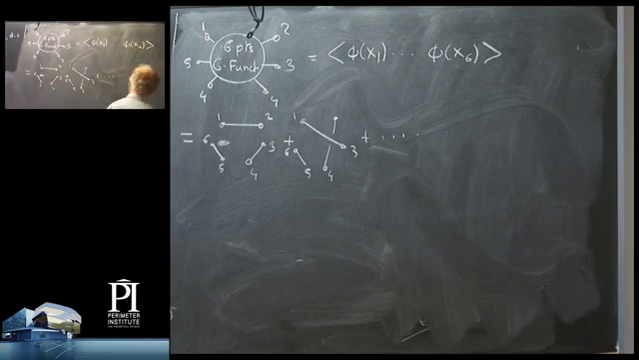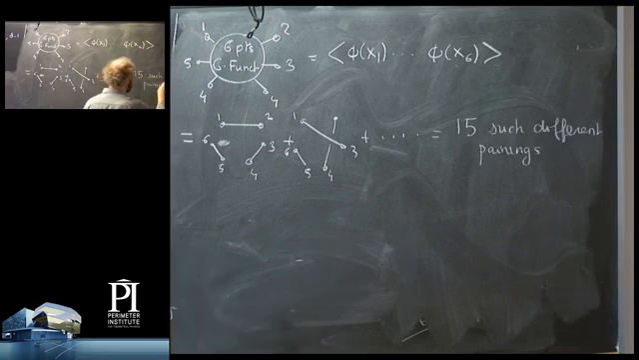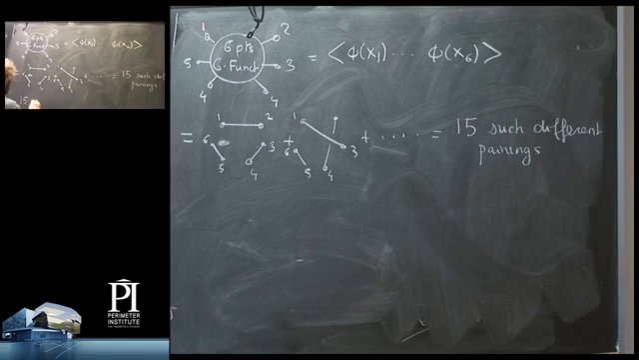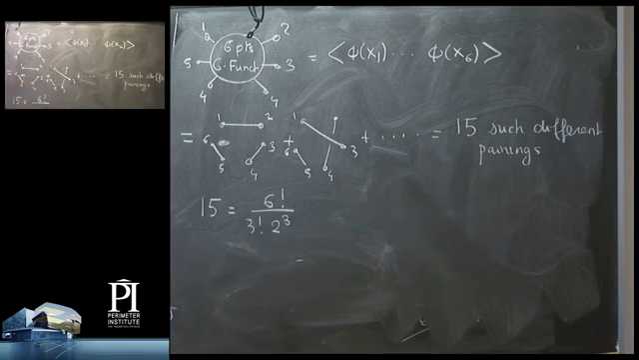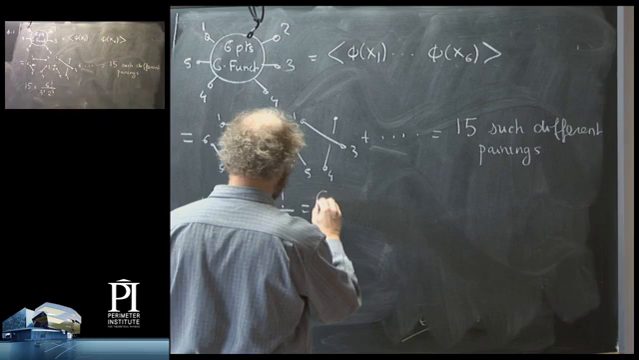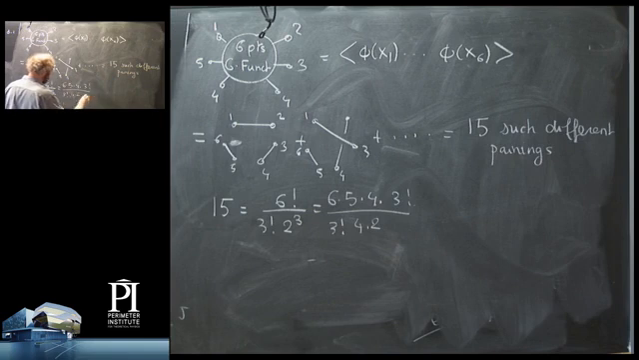And if you made no mistakes, you realize that there are indeed 15 such different pairings, and 15, if I made no mistakes, is equal to factorial 6 divided by factorial 3 divided by 2 to the power 3, because this is 6 times 5 times 4 times factorial 3 divided by factorial 3 and divided by 4 times 2. So this is indeed 15.